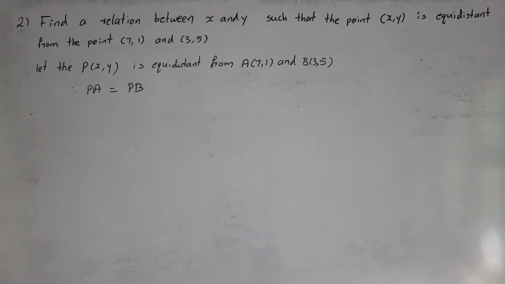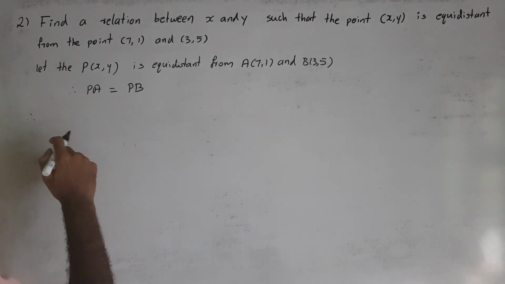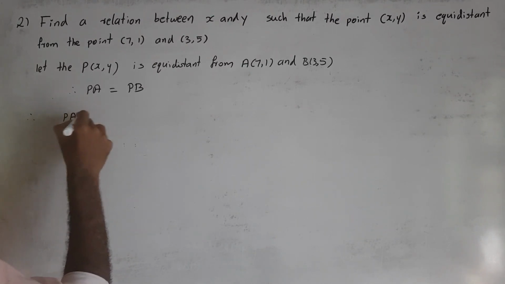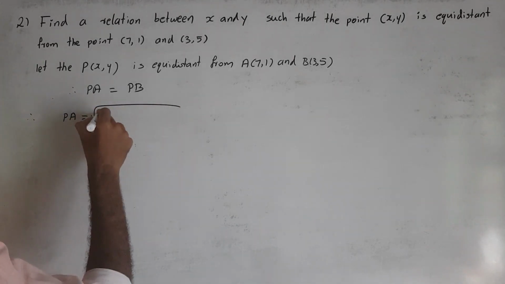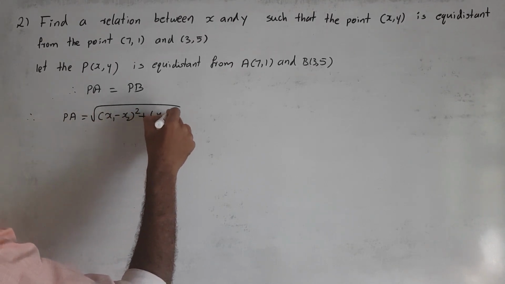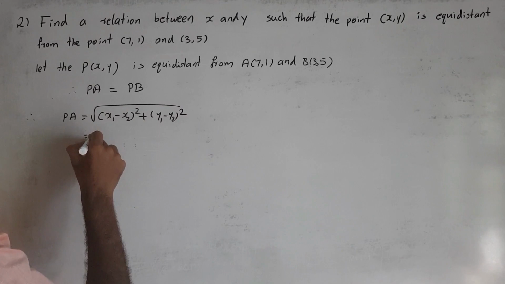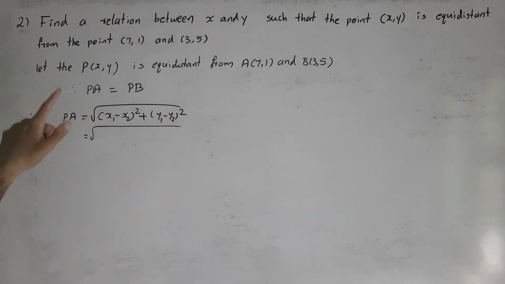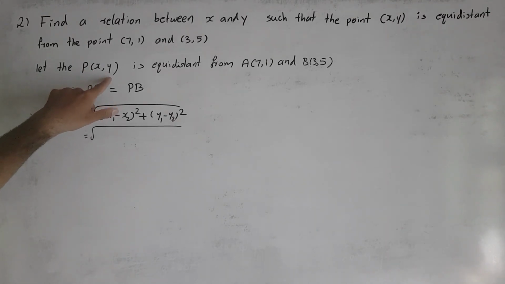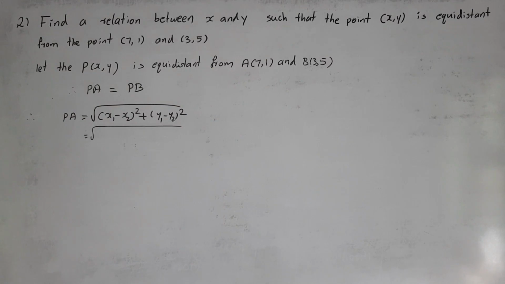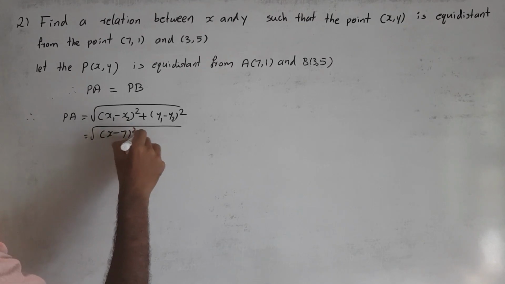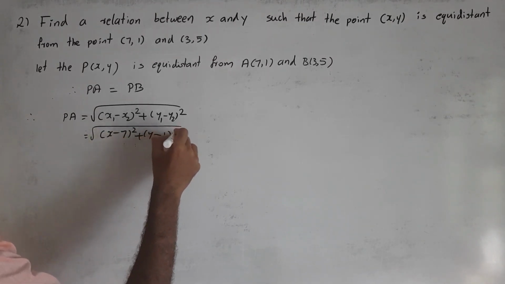Therefore, PA, then we know the equation. Then what is PA? Therefore we find one by one. PA is equal to root of, the equation is (x1 minus x2) whole square plus (y1 minus y2) whole square. We are finding PA. Okay, then x, y we choose as x1, y1, and 7, 1 we choose as x2, y2. Then how to write? Yes, root of (x minus 7) whole square plus (y minus 1) whole square.